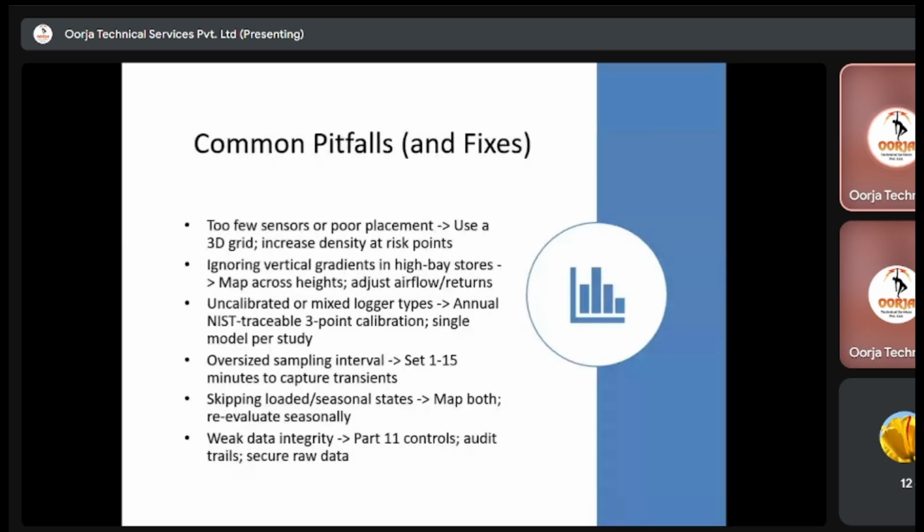So these are some common pitfalls and fixes which may improve the mapping activity experience.